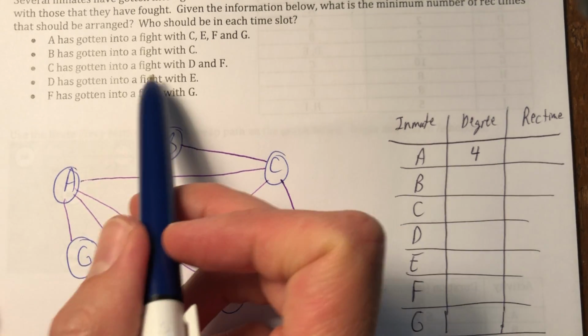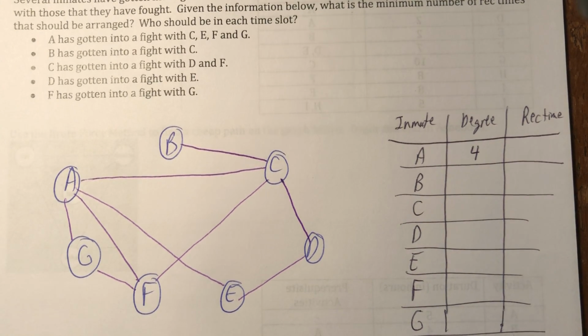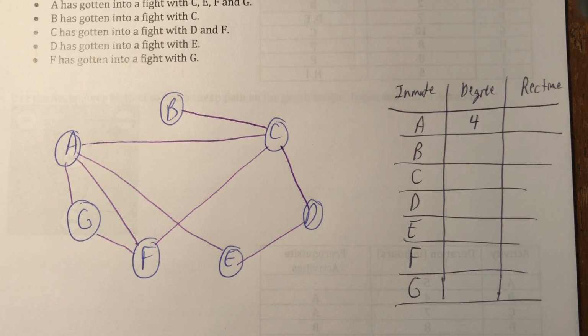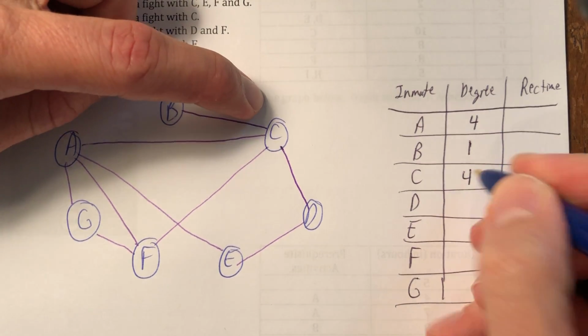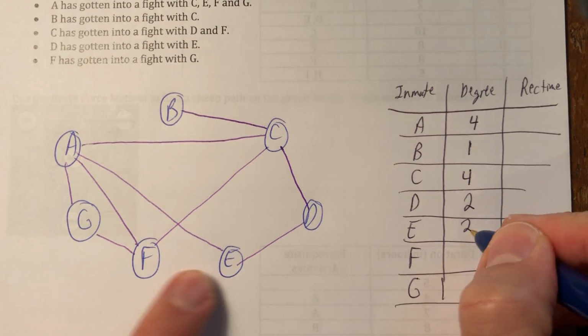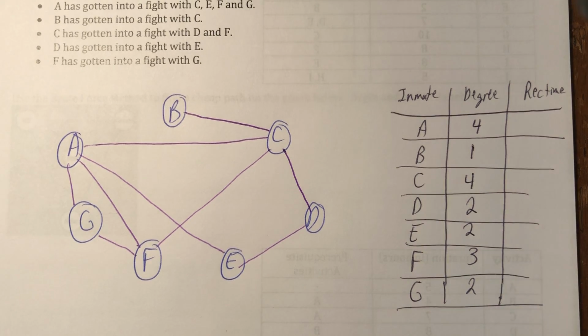So we have read through all this. We've connected everyone that has gotten into a fight. And so therefore, we are at a position now where we can find the degree. We've already gotten one of them. So the degree of A is 4. The degree of B is 1. The degree of C is 4. The degree of D is 2. 2, 3, 2. That's the easy part.